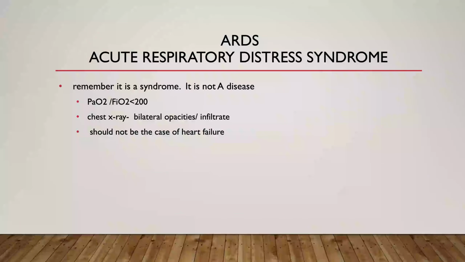PaO2 divided by FiO2 less than 200. If the criteria is met on the arterial blood gas, and that is the cause of ARDS, then with low oxygen you should also rule out pneumothorax.